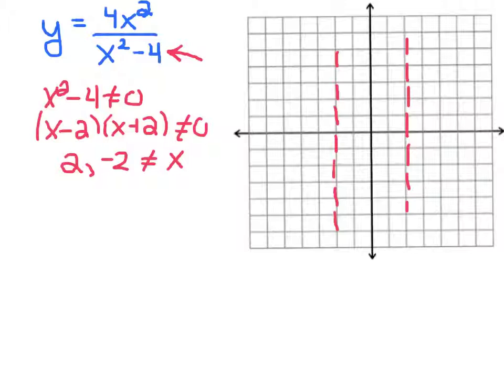So the second place I look is I look at the powers. In this case, I have an x squared on top and I have an x squared on the bottom. Since they have the same power, then I go for a fraction of the coefficients. The top coefficient is 4, the bottom coefficient is 1, and so the horizontal asymptote is at y is equal to 4.